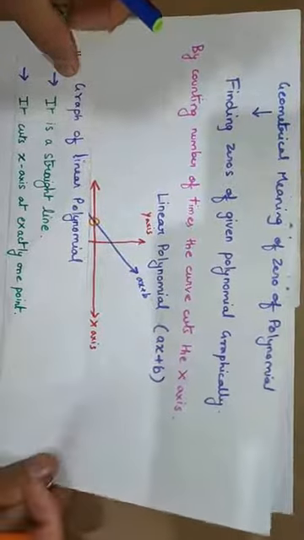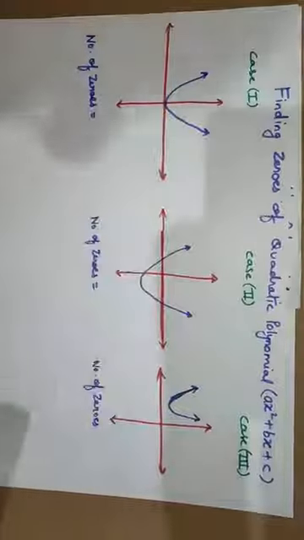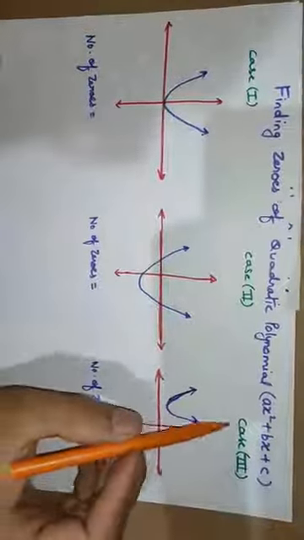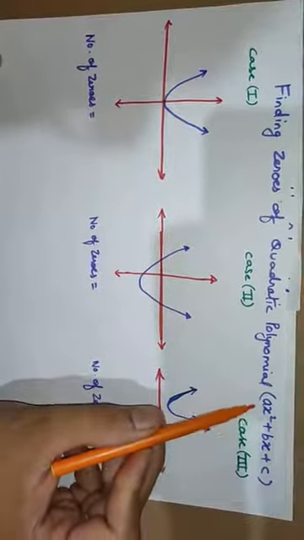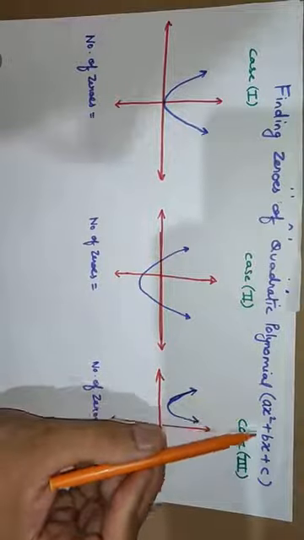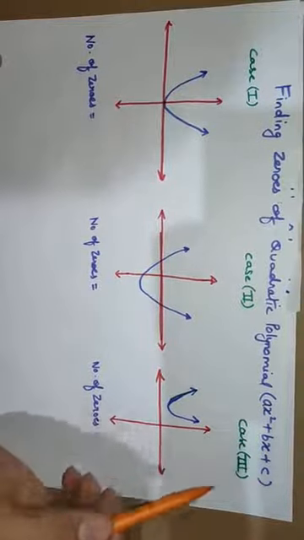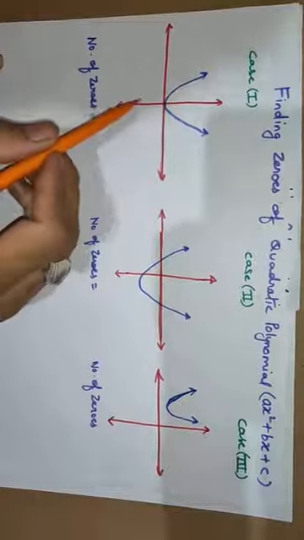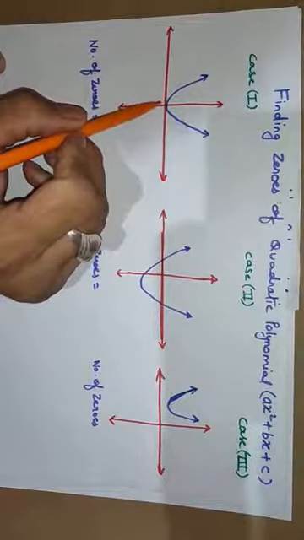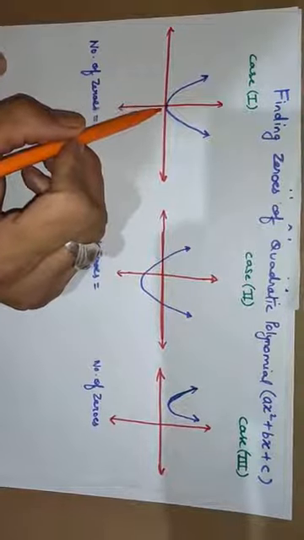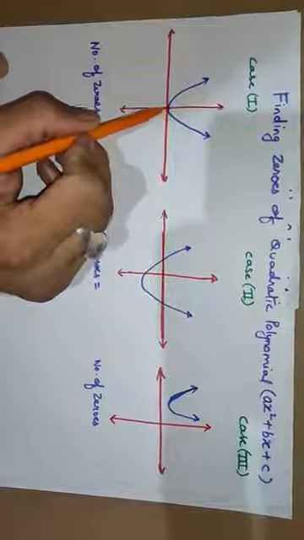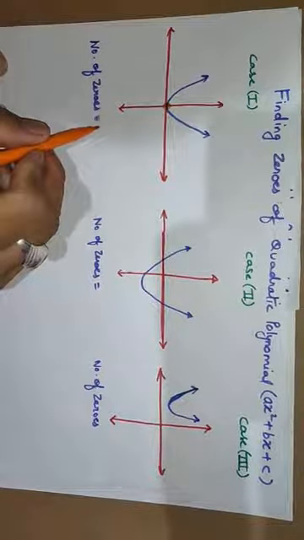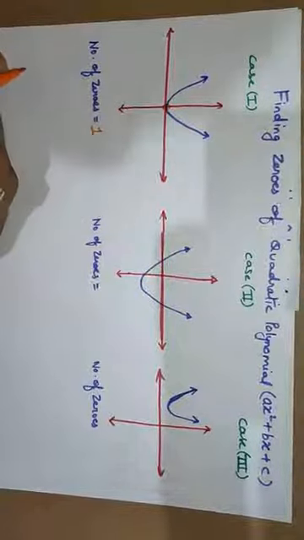Okay students, next, finding the zeros of quadratic polynomial. As you know, the standard general form of quadratic polynomial is ax square plus bx plus c. Three cases arise in this. The first case is the curve is touching or cutting the x-axis at only one point. At this point. So in this case my number of zeros will be 1.